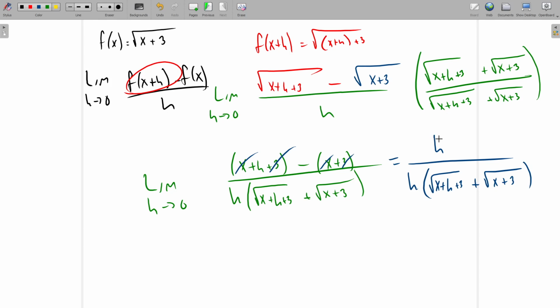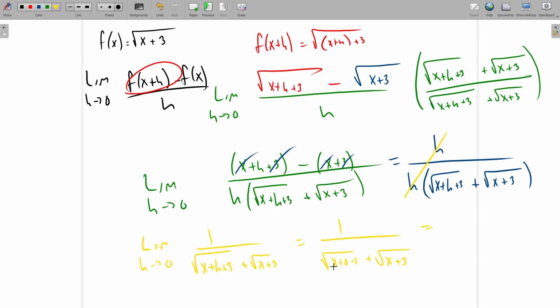Now, because I have an h on top and I have an h on bottom that's being multiplied by another binomial, we can cancel those h's, leaving us with the limit as h approaches 0 of 1 over our conjugate piece. And just like in the last problem, as soon as we cancel out the h in the bottom and top, we can go ahead and actually evaluate the limit. We can actually plug in the 0 for h. So I can have 1 over, if I plug in 0 here, the square root of x plus 0 plus 3 plus the square root of x plus 3.